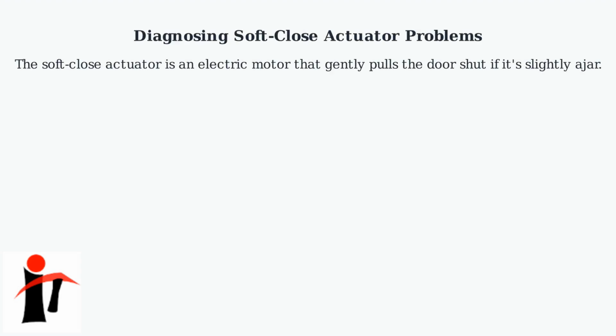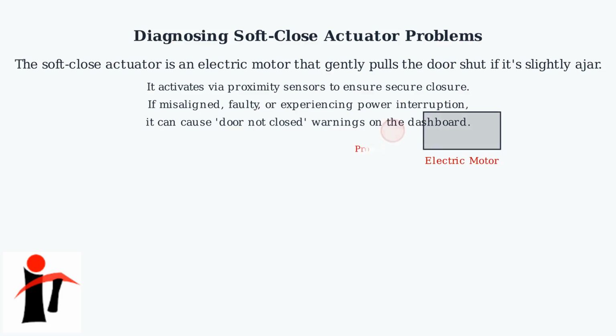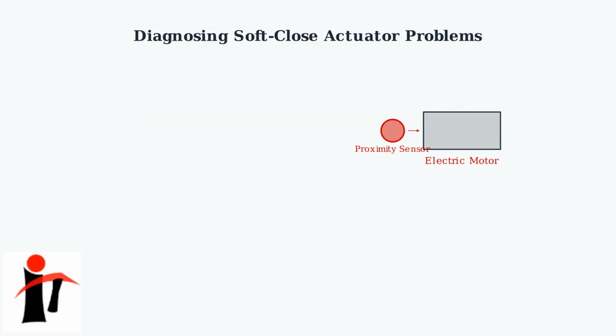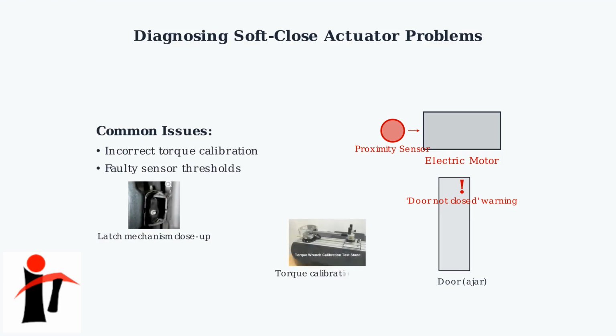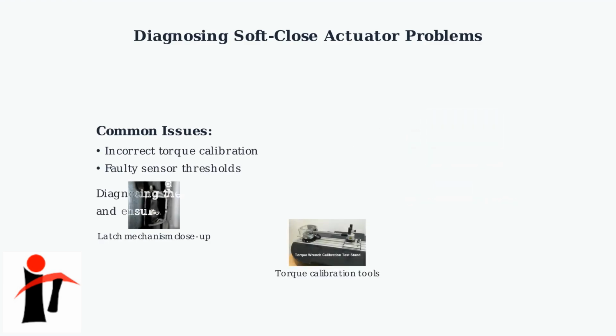The soft close actuator is an electric motor that gently pulls the door shut if it's slightly ajar. It activates via proximity sensors to ensure secure closure. If the actuator is misaligned, faulty, or experiences a power interruption, it can lead to a door not closed warning on the dashboard. Common issues include incorrect torque calibration or faulty sensor thresholds. Diagnosing these issues early can prevent further damage and ensure proper door closure.